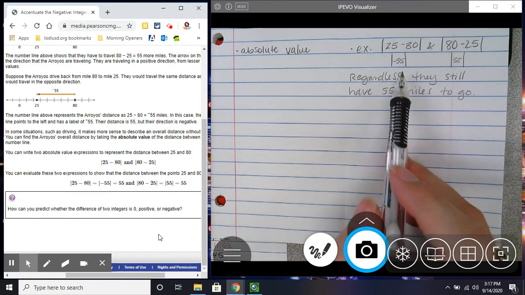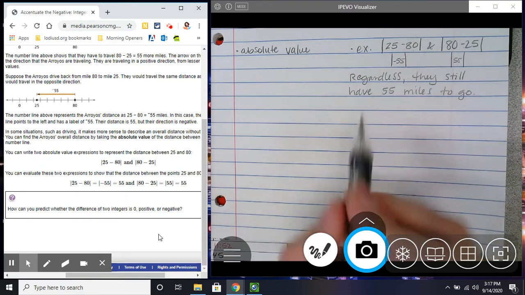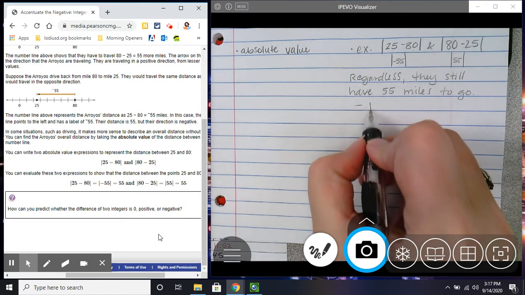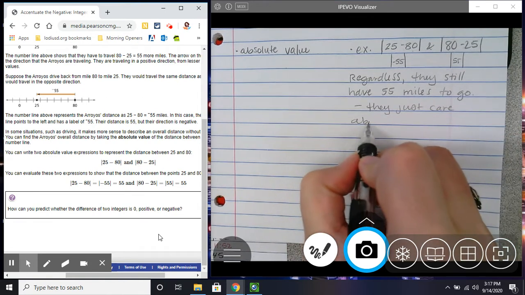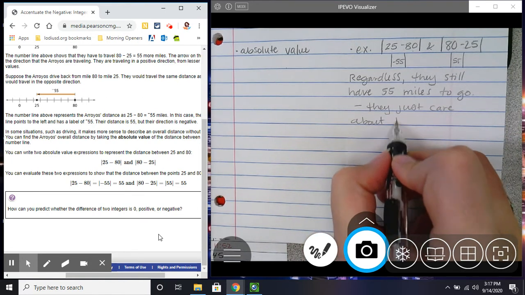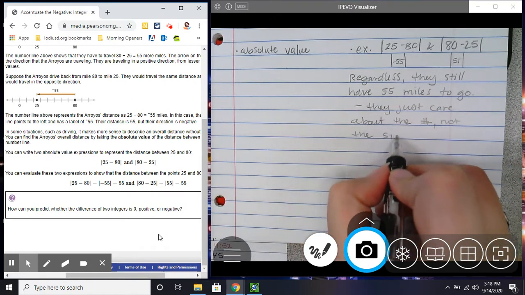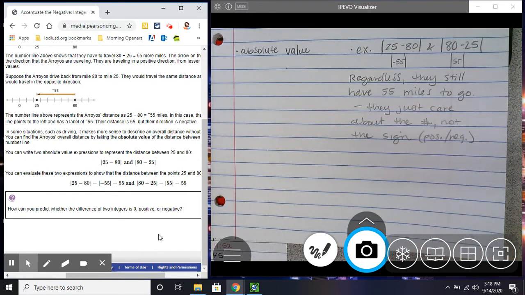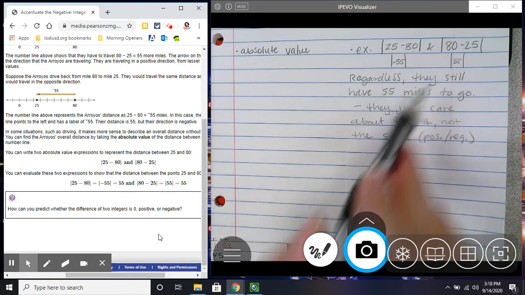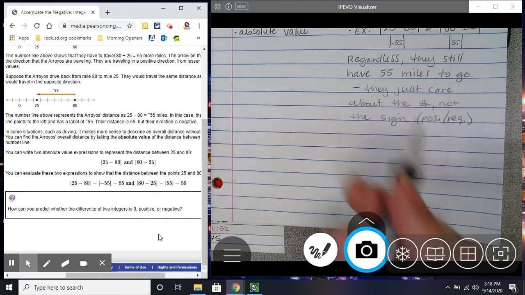So when a problem says what is the absolute value of something, they just want the number. They don't care about the sign. I'll write that down. They just care about the number, not the sign. Positive, negative. For some reason, I always liked absolute value because you didn't have to worry about if it was positive or negative. I felt like that always made it easier to me.